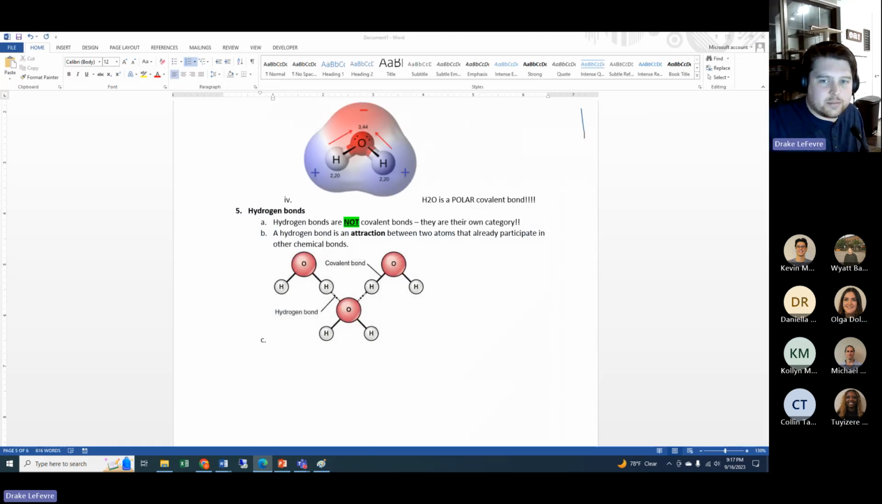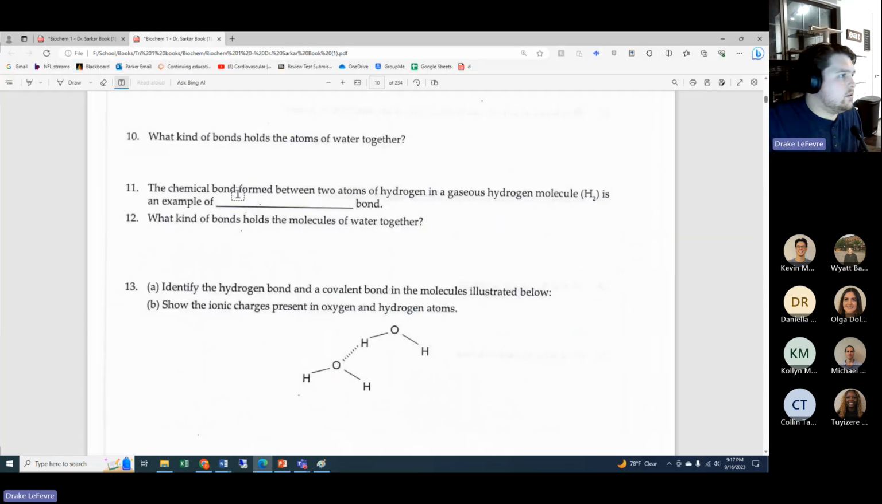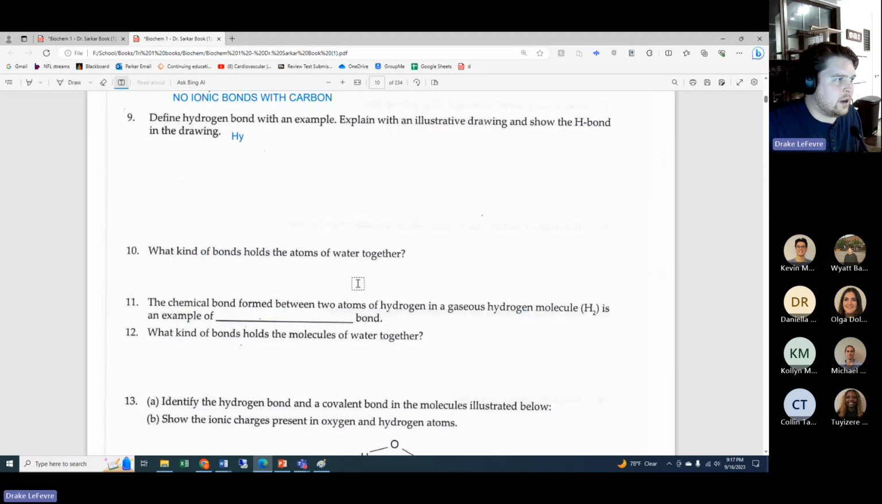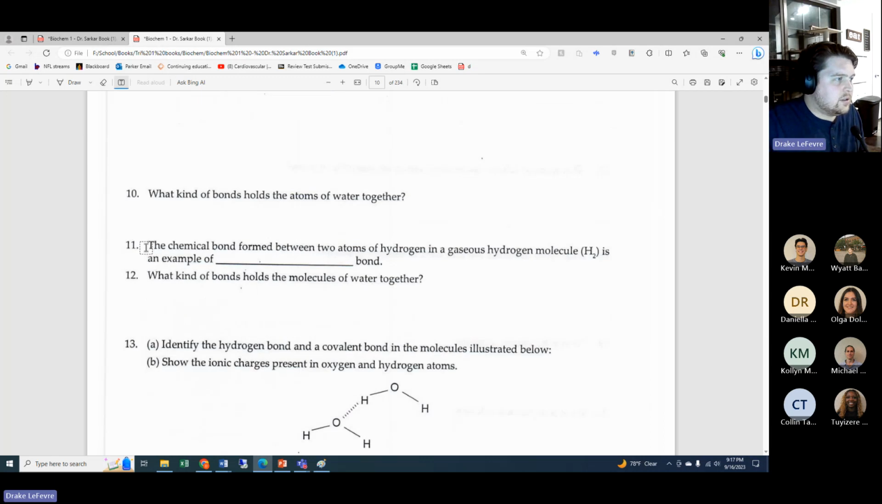Any questions about hydrogen bonds? Okay. That kind of answers a couple of these questions, exactly what we were just talking about. We already answered those. So the chemical bond formed between two atoms of hydrogen in a gaseous hydrogen molecule is an example of what kind of bond? So we have a hydrogen connecting a hydrogen. First of all, is this going to be ionic or is it going to be covalent?